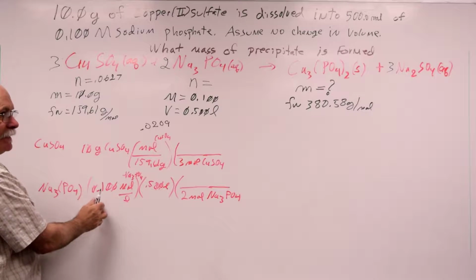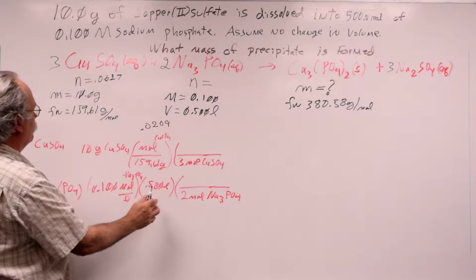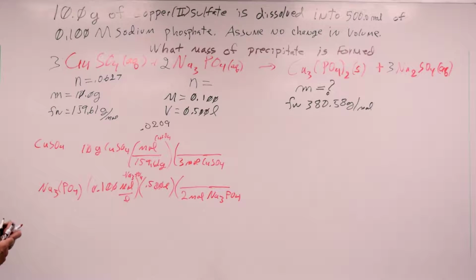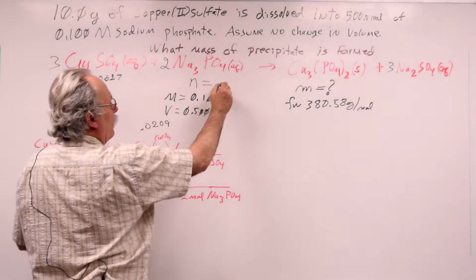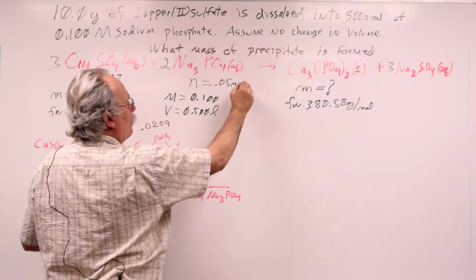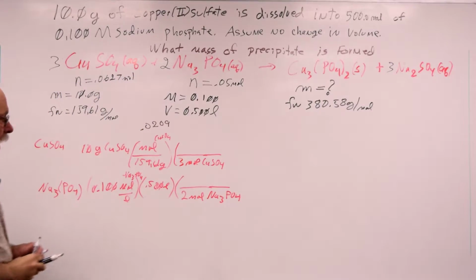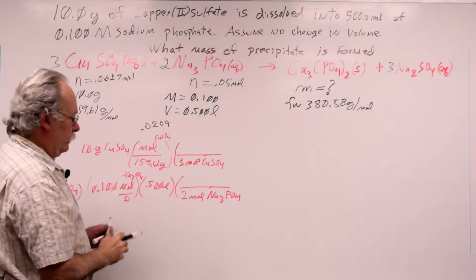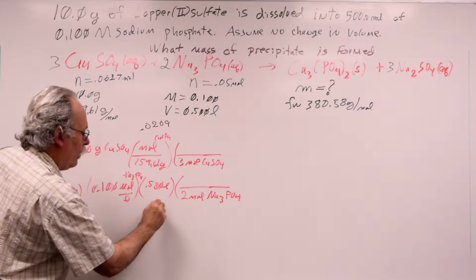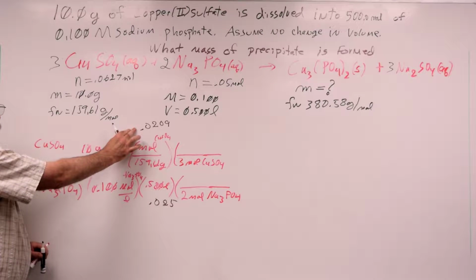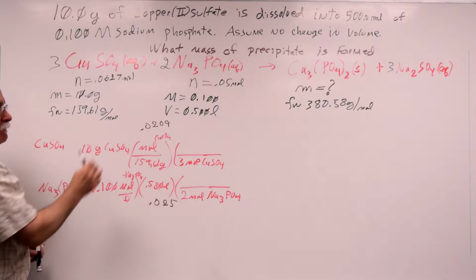Now in this one, I take 0.1 and I multiply by 0.5 and I get 0.05. So the moles of this is 0.05 moles. And I should write moles here. N equals moles. And now if I divide this by 2, I get 0.025. So this means this is the limiting reagent because this is the smallest number.